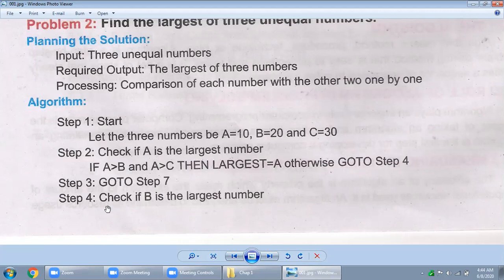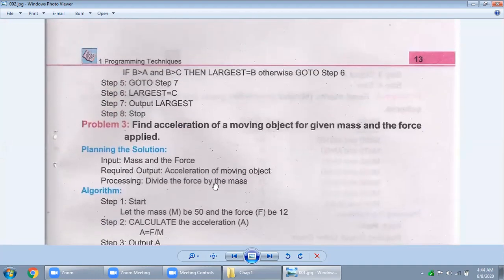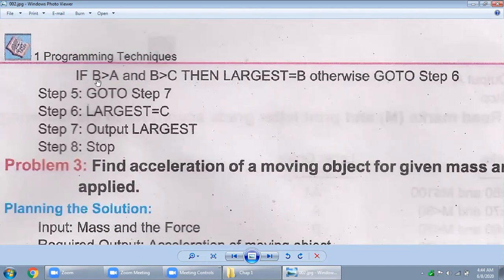Similarly, step four also checks B, it is the same. And also you will change this condition. Now over here, this condition will be: if B is less than A and B is less than C, then the smallest is B. Otherwise, in step seven, we will write output largest and smallest; step six will be smallest. So it means that if I change the symbol greater than to smaller than, I can easily find the smallest of three numbers.